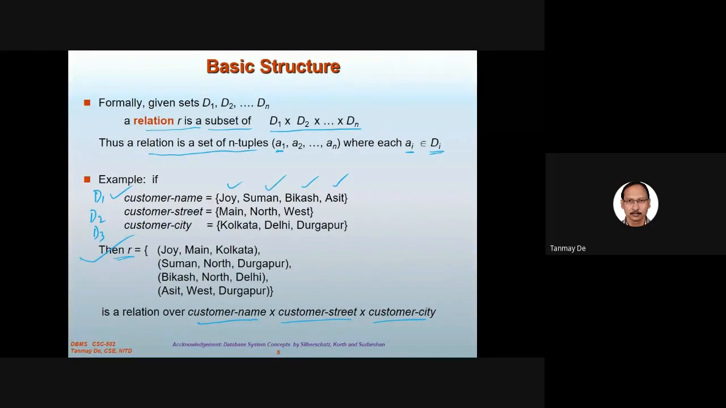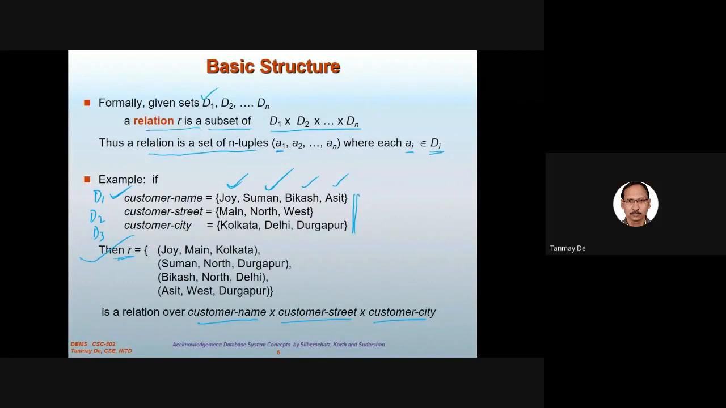In the relation, there is the customer name. Customer name is the set that consists of the values. This is basically the D1. Joy, Sumon, these are the set of values. Similarly, customer street has a set of values. The relationship, relation is basically what we talk about in the ER diagram. For that, instead of relation, I sometimes pronounce it relationship. The relation R is actually a subset of the values stored in these sets.